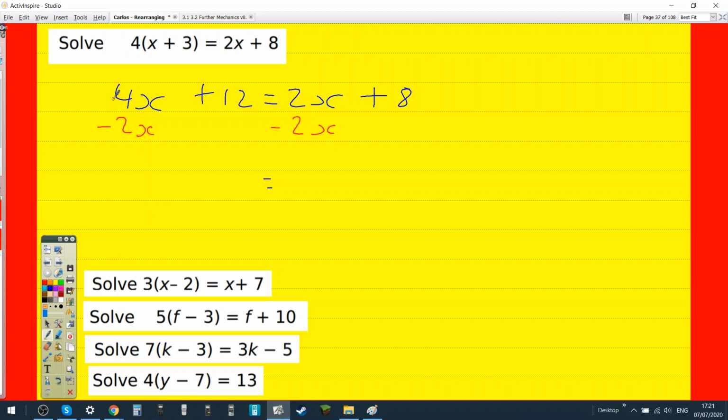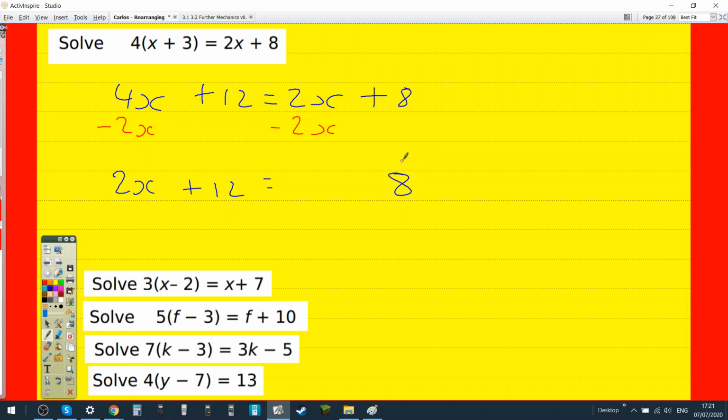Take away 2x. Okay. So then it would be 2x plus 12. Okay, 2x plus 12 equals x plus 8. What is 2x minus 2x? 2x minus 2x would be 0. Yeah, so it's not x plus 8, it's just 8. Okay.